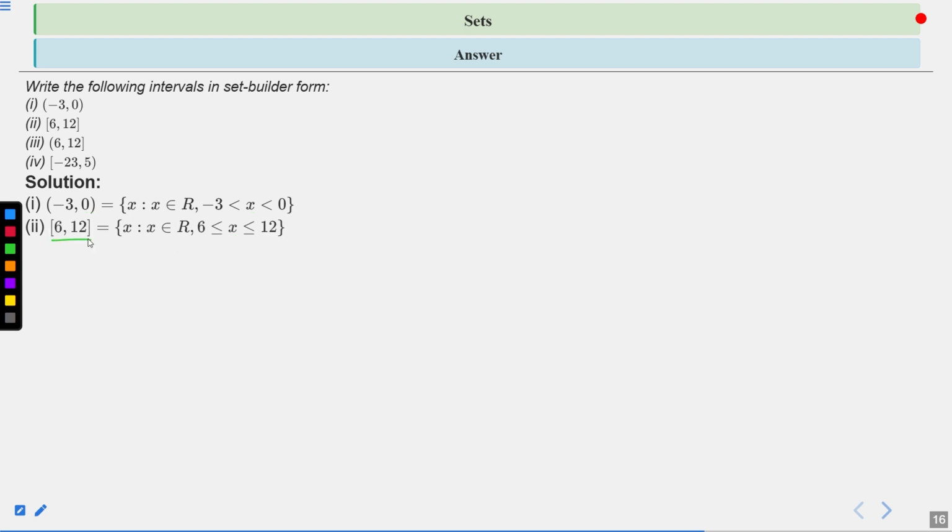For second, we are including both 6 and 12. So we are going to use greater than equals to or less than equals to symbol. So collection of all x belongs to real such that x is greater than equals to 6, less than equals to 12.